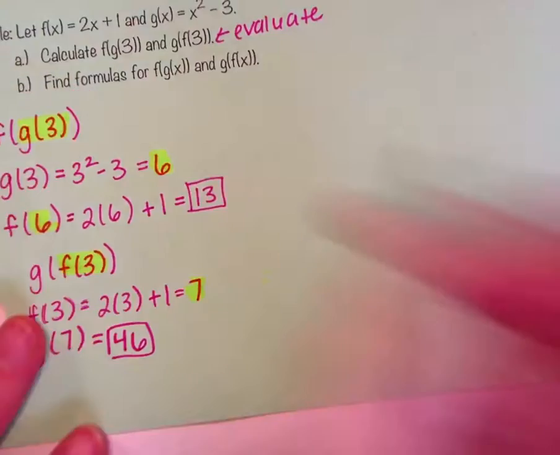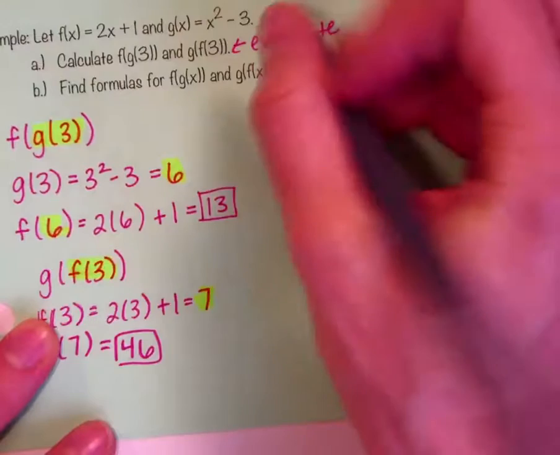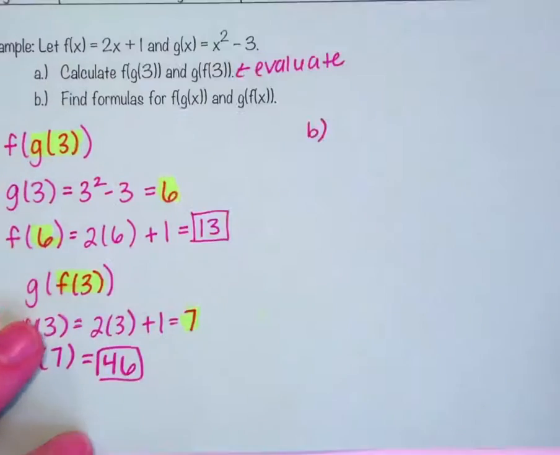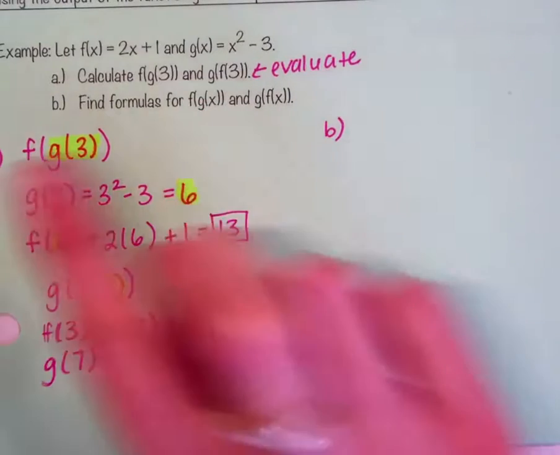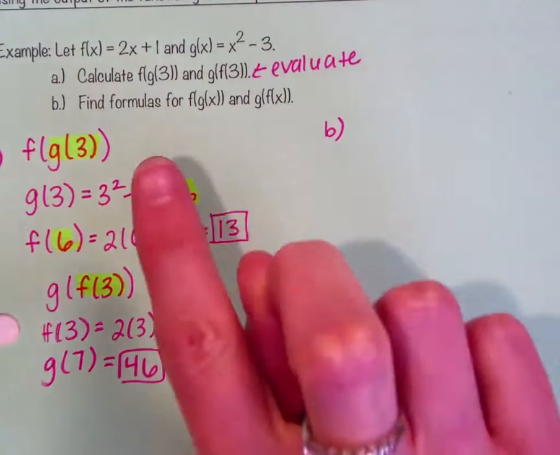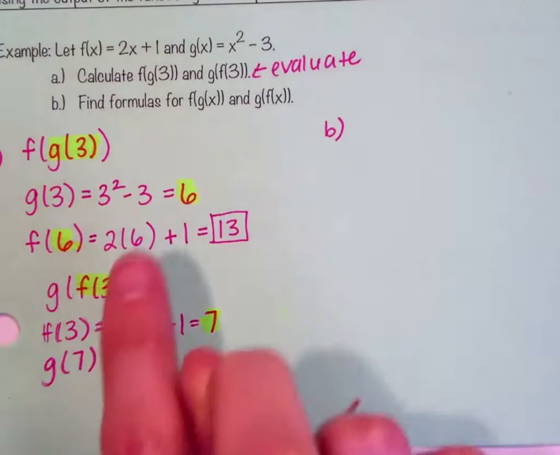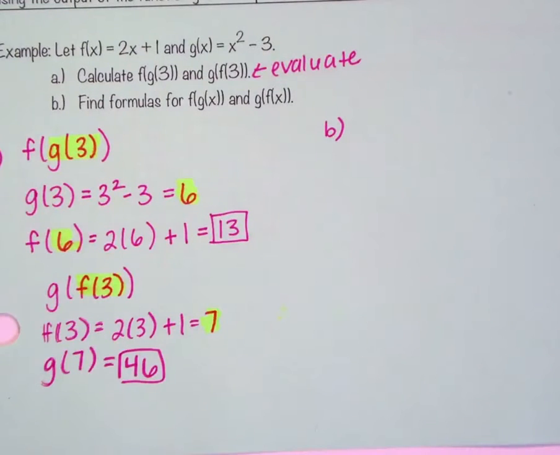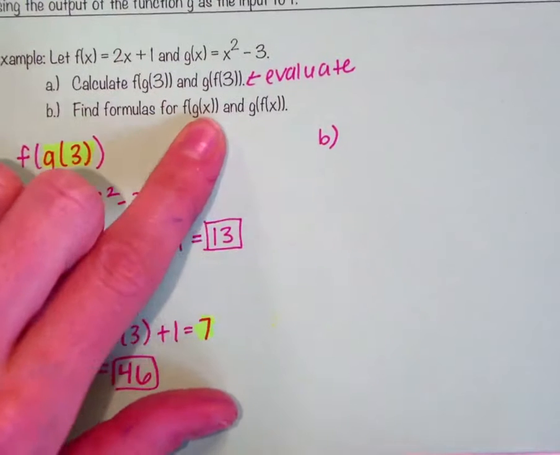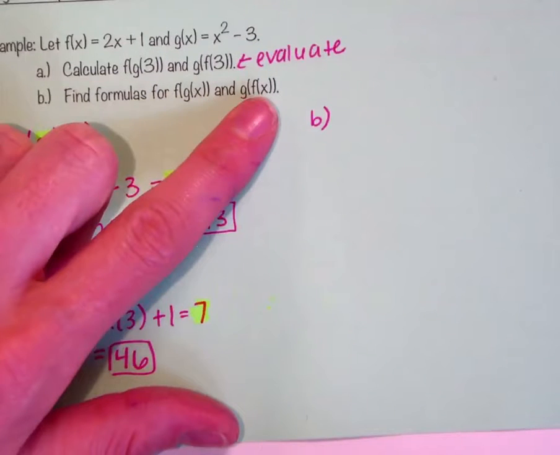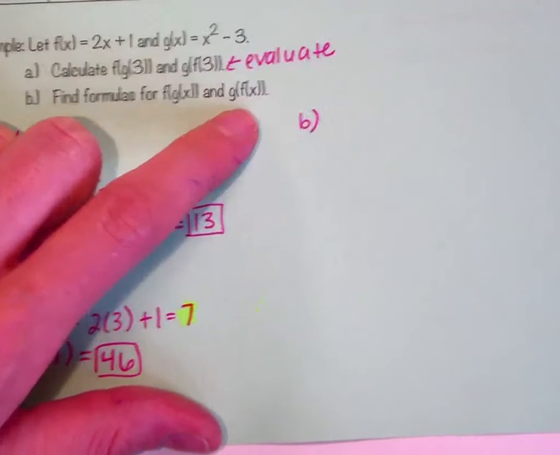All right, so now let's take a look at if I just want to find the formula. Okay, so we're still on this page, but now I'm doing the second part here. So for part A, I was just evaluating these two expressions, but now I want to find a formula for the composition, and this can sometimes be a little bit trickier for people to kind of see. So let's practice finding, actually we'll do this second one first because this one's a little bit harder.